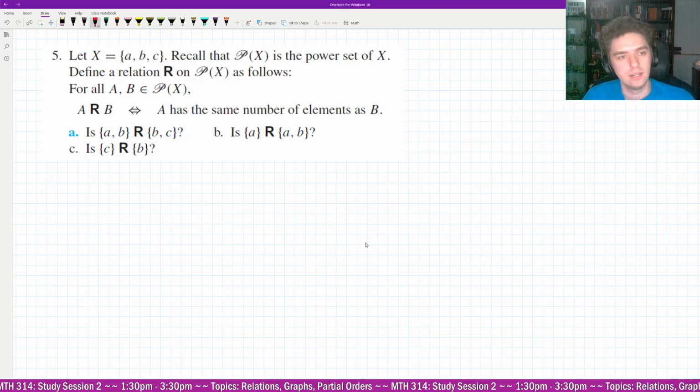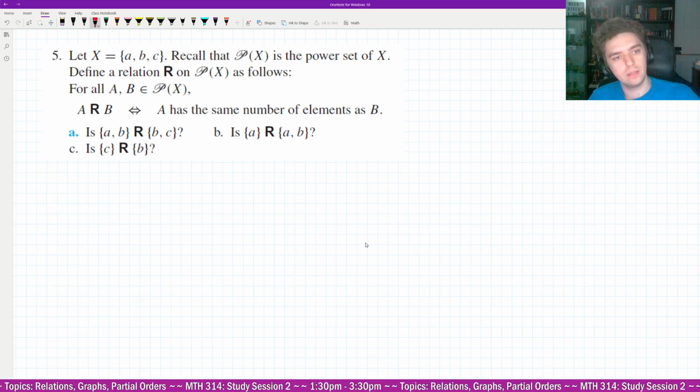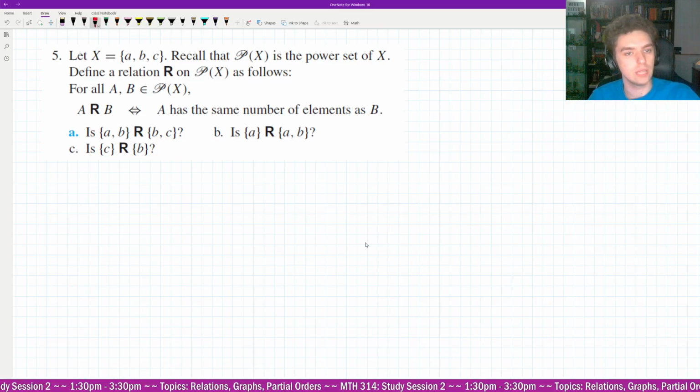So let X be {A, B, C}, the set containing A, B, and C. Recall that the power set of X is defined, and we define a relation R on the power set of X as follows. For all sets A and B which are elements of the power set of X, A R B means that A has the same number of elements as B. Let's see which of these are true. First of all, we want to make sure that these are both elements of the power set.